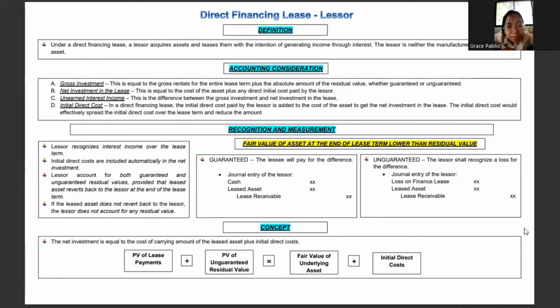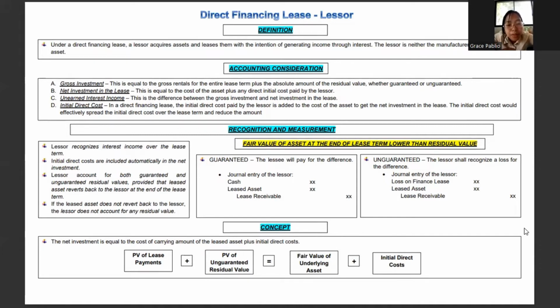Accounting consideration: gross investment, net investment in the lease, unearned interest income, initial direct cost. Measurement. Lessor recognizes interest income over the lease term. Initial direct costs are included automatically in the net investment.